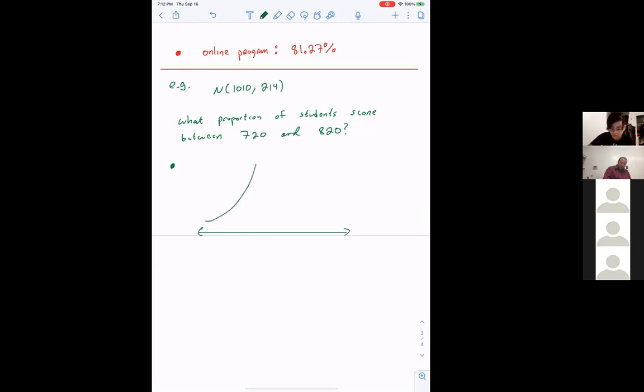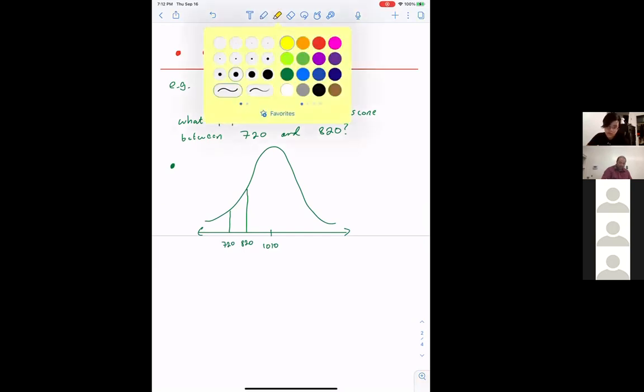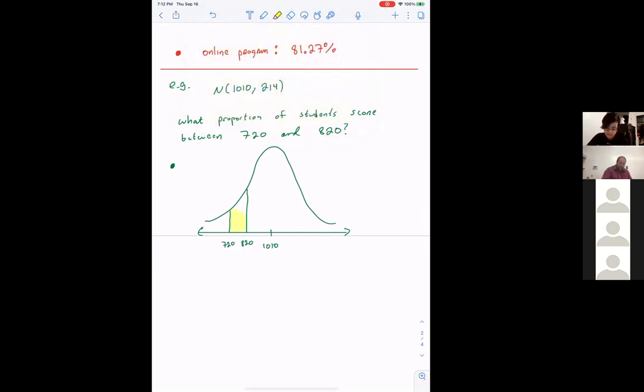So here is my normal. What's the center? 1010. We know that 820 is somewhere around here, and we know 720 is somewhere around here. And what we're looking for is the area between them.